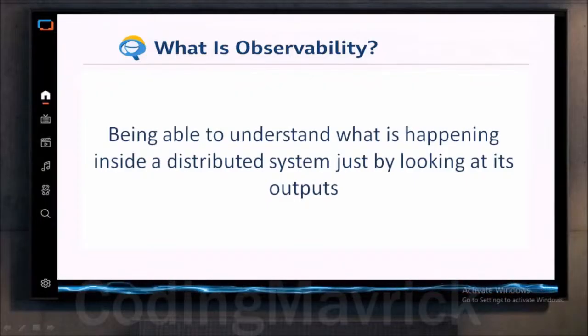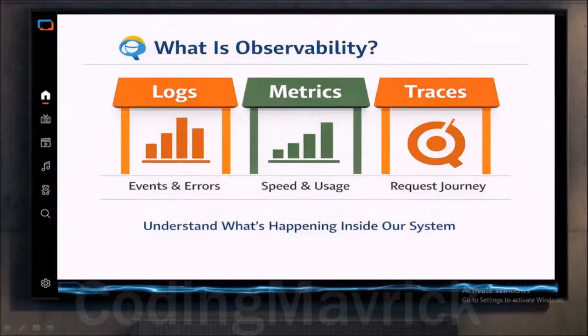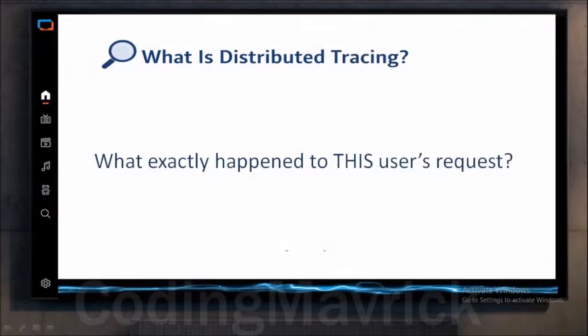Observability is built on three pillars. Logs tell us what happened. Metrics tell us how often and how fast. And traces tell us where a request went. And in a microservices world, traces are absolutely critical. Without tracing, microservices simply cannot survive in production. So viewers, now we see what is distributed tracing.